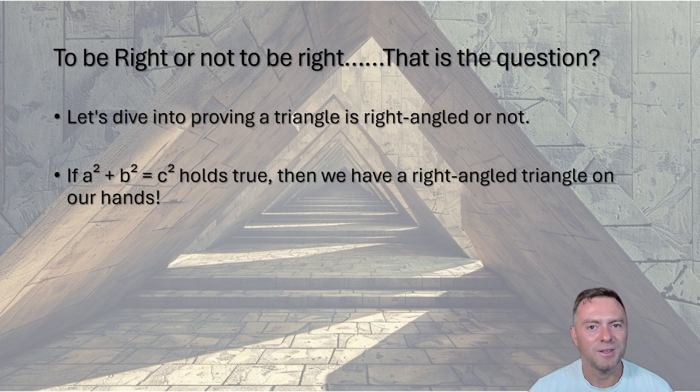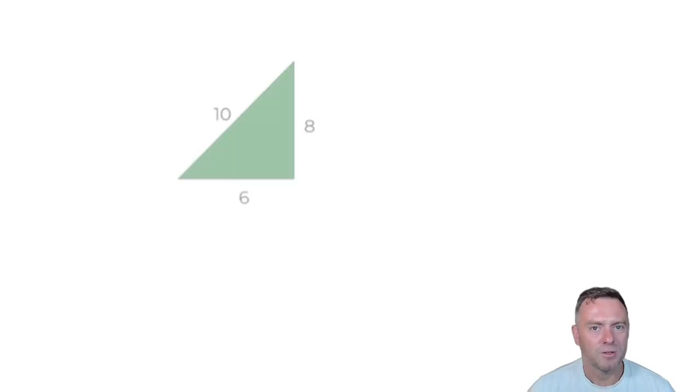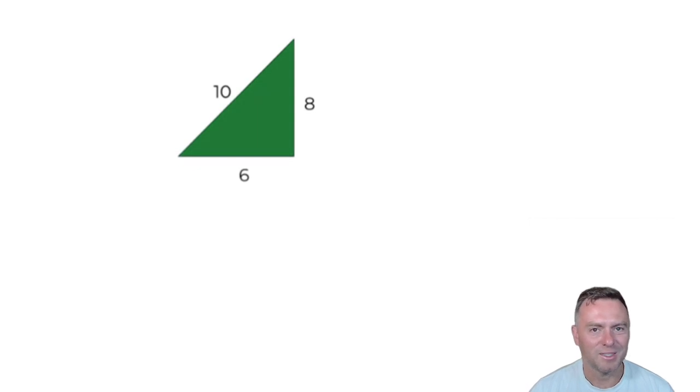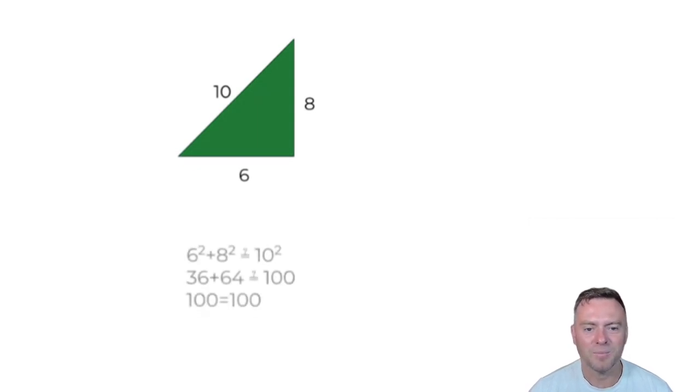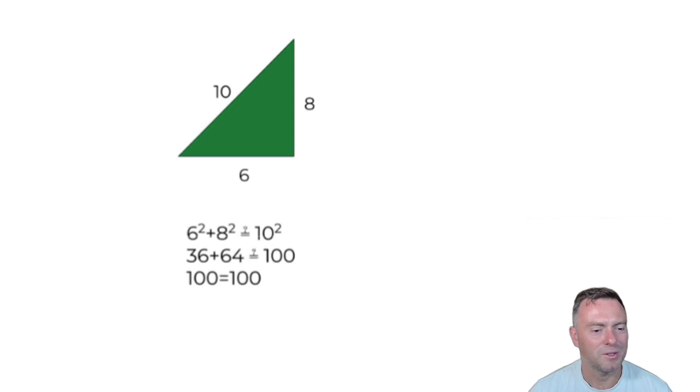To prove whether or not it's a right angled triangle, it's really simple. You just have to see whether or not a squared plus b squared equals the hypotenuse squared. And if that's true, you've got a right angled triangle. So if we're given our good old 6, 8, 10 triangle and we want to prove it, we just put the values in. 6 squared plus 8 squared equals 10 squared, and it does, so 100 does equal 100, we're all good.